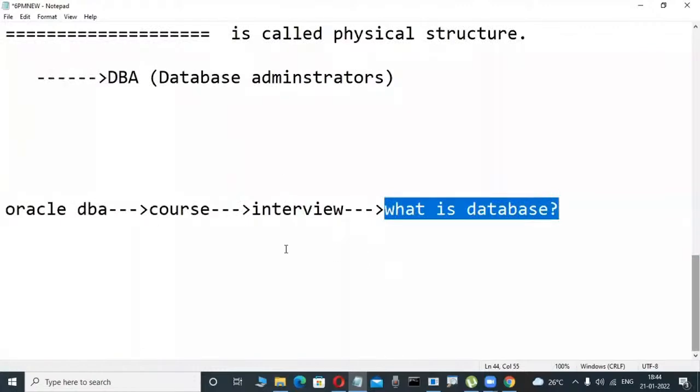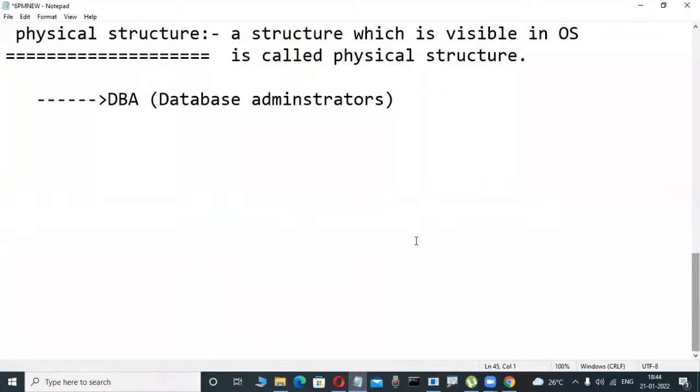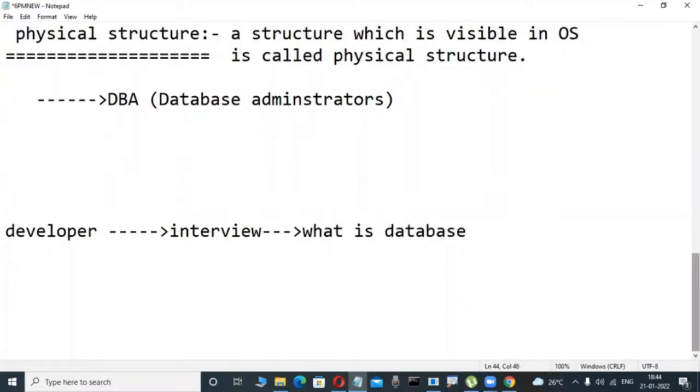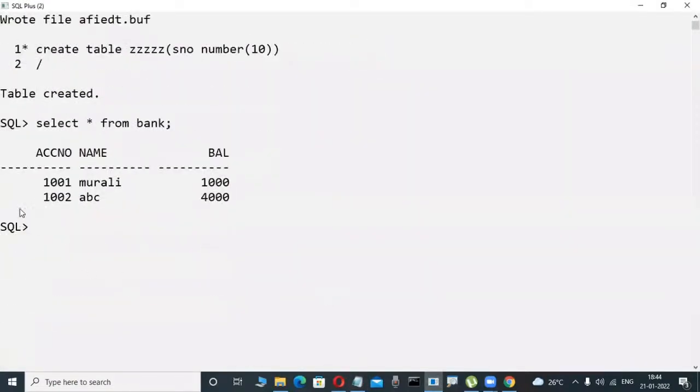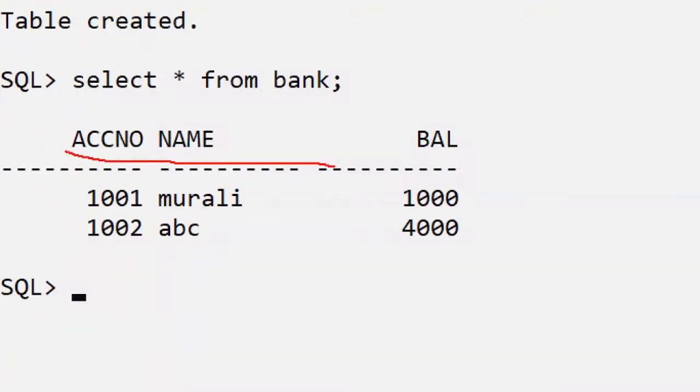Suppose I'm a developer, not an administrator, for example. I'm a Java developer, SQL developer, PLSQL developer, Python developer, like that. These developers attend an interview. What is database? For example, they may not ask, but generally, if they ask, the developers answer logically. They say it is a place where we can store a structured collection of data. Is this a structured collection of data or not?